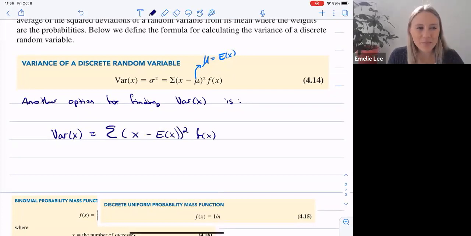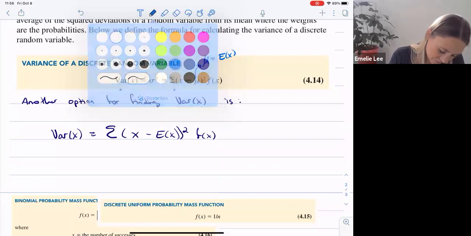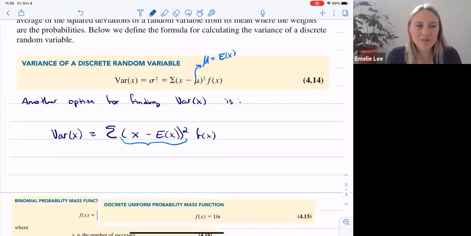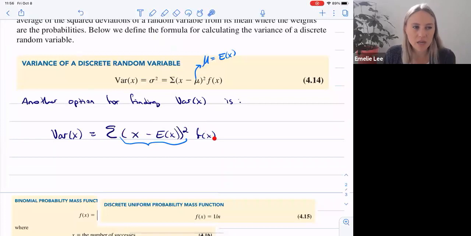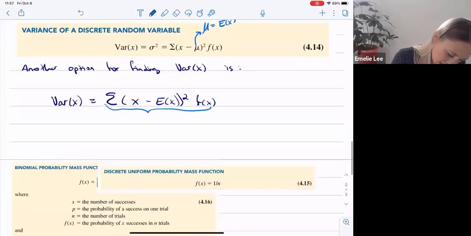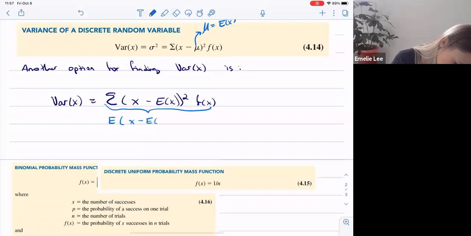This is the same as what? Well, it looks the same as the expected value of x. So if we replace x in the expected value, because the expected value of x was just x times f of x, we could rewrite this whole thing as the expected value of x minus E of x squared.